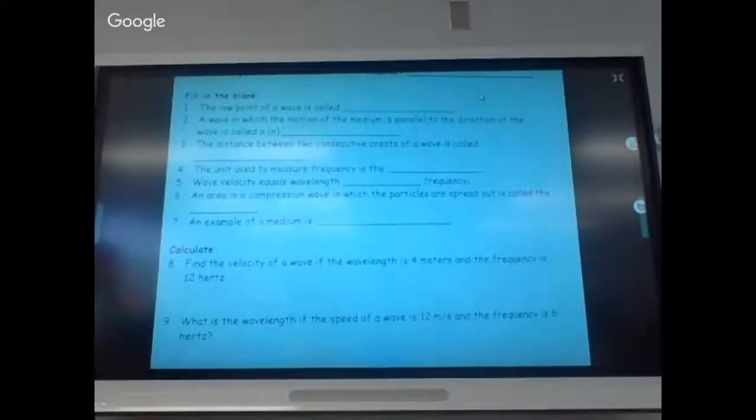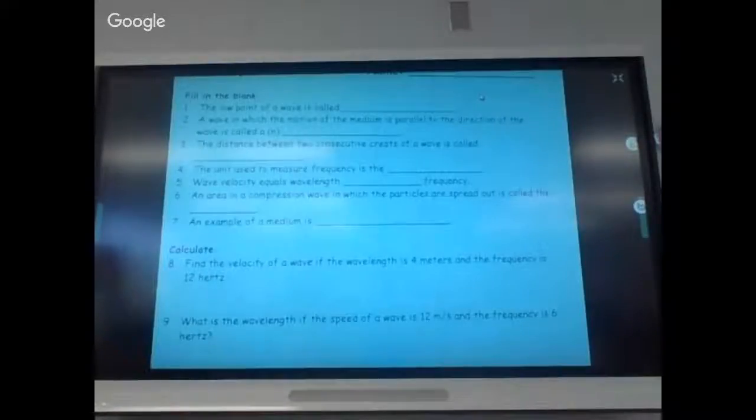Number 5 was an unmitigated disaster. Okay, it was just a mess. Wave velocity equals wavelength, what frequency? Times, multiplied by, I took either answer. Okay, times or multiplied by. I got confused, but hold on. Yeah, it was a mess.